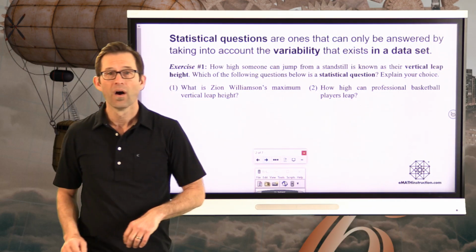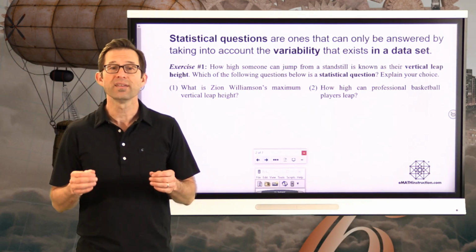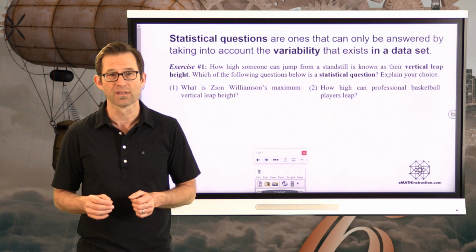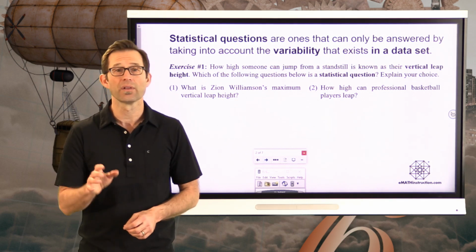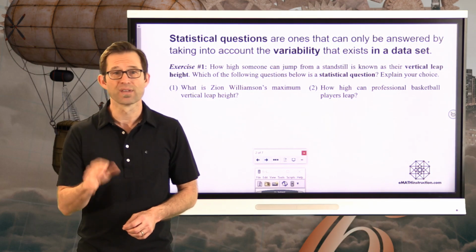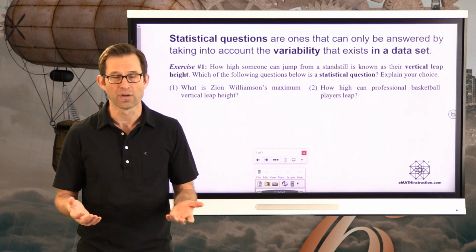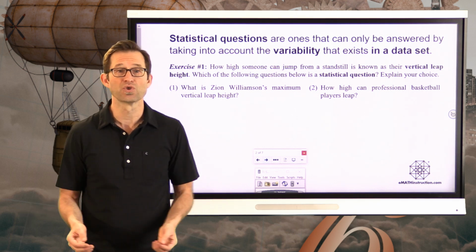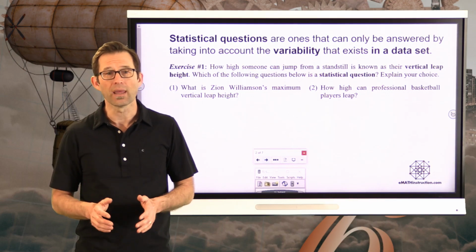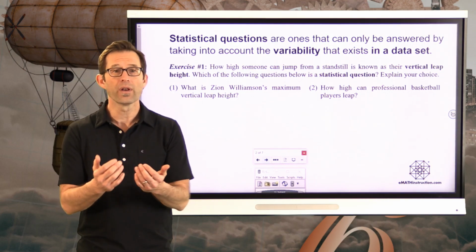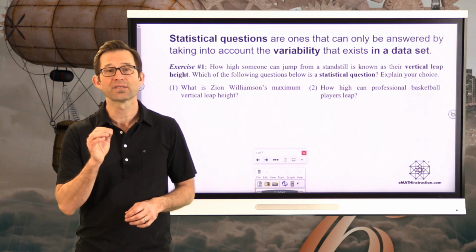Statistical questions are ones that can only be answered by taking into account the variability that exists in a data set. In other words, if all the data that we collected was literally the same number, the same number, the same number, then there'd be no variation. Variation is simply differences between data that we collect. So when a question involves different numbers, when you can't just give one exact answer, then it is a statistical question.